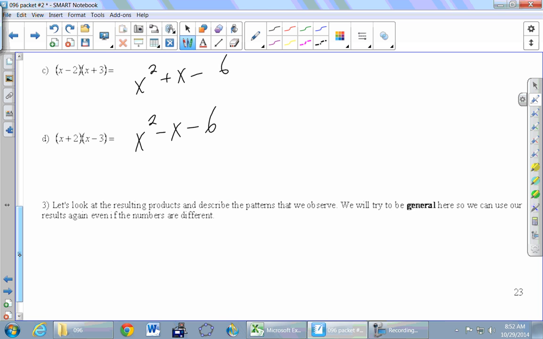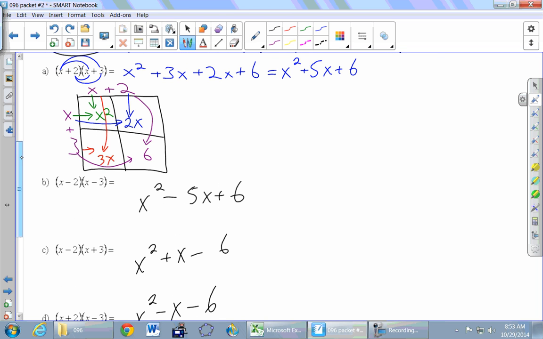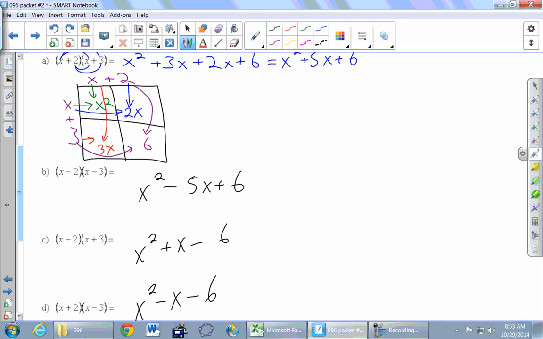And last thing we'll do together is here at number 3. It says we're going to look at the answers that we've gotten here and describe some patterns. And we're going to try to be general so we can use these results even when the numbers change. So for example, what do you see that's the same in all 4 of these answers? The blue and the 3 black things here. X squared is the same in all of them, right? So X squared is the first thing in all of them. And there's a 6 at the end of all of them, right? Sometimes positive, sometimes negative, but it was always a 6.